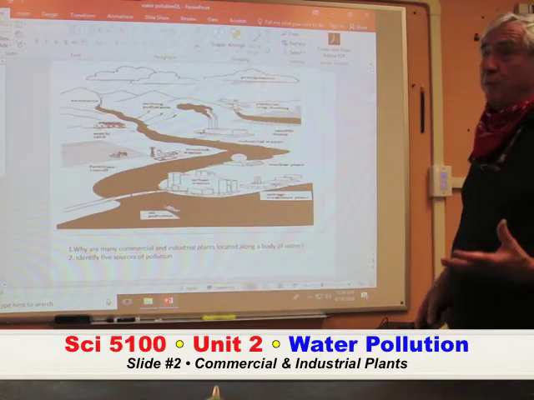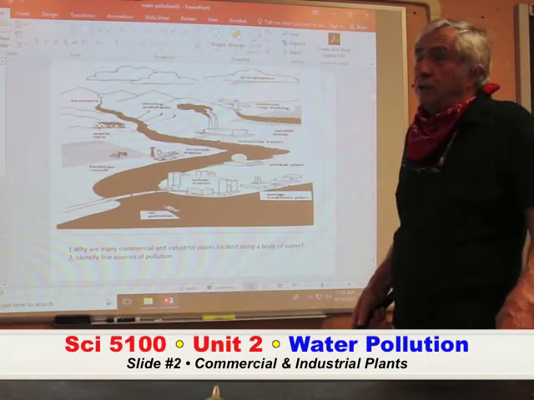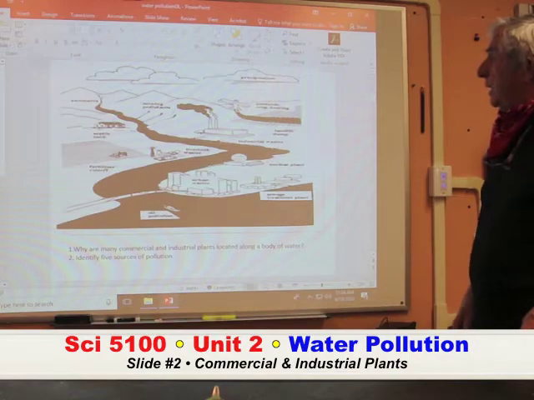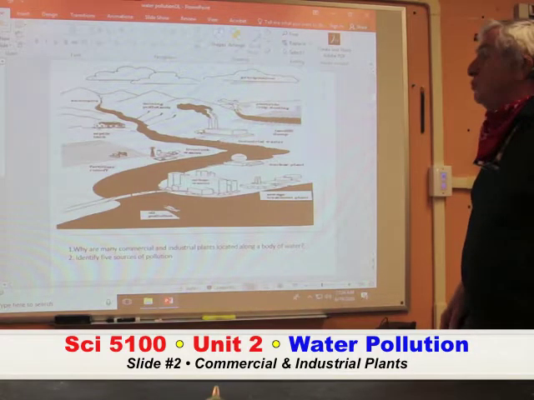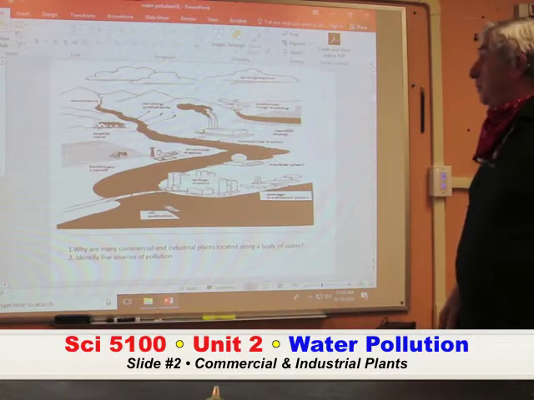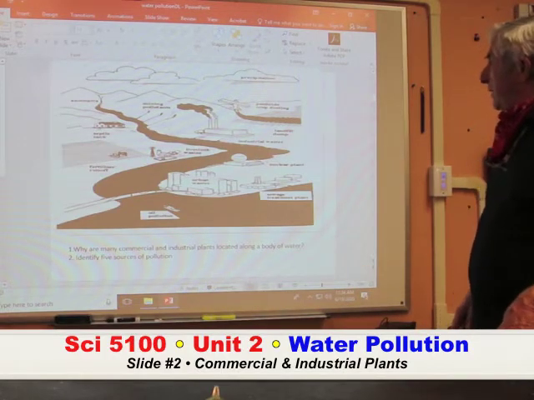So we've had this problem for a number of years. We still do, because many companies are still located on bodies of water. But hopefully they will find ways of recycling those wastes. But right now we need to know what the damage is that's done by this.